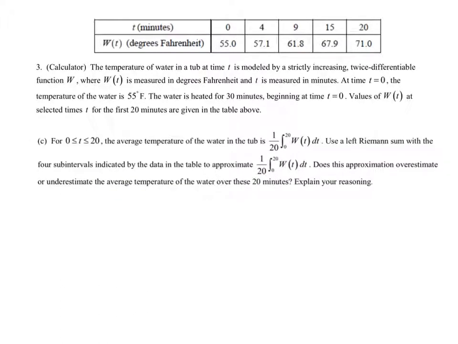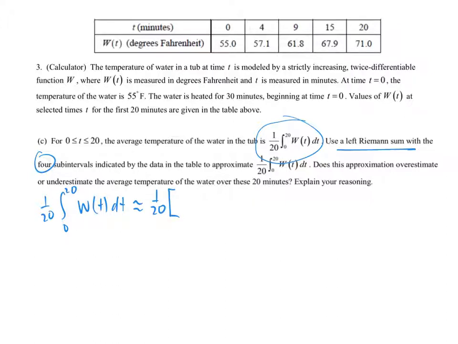Okay, in part C, what they want us to do is estimate the average temperature of the water, which is given by this integral right here, using a left Riemann sum with 4 subintervals that are indicated by the data in the table. So I'm going to begin by writing down 1 over 20, the integral from 0 to 20 of w of t dt. And this is going to be approximately, that 1 over 20 needs to make it on the other side of that approximately sign. And then I'm going to open a bracket and do the left Riemann sum part.